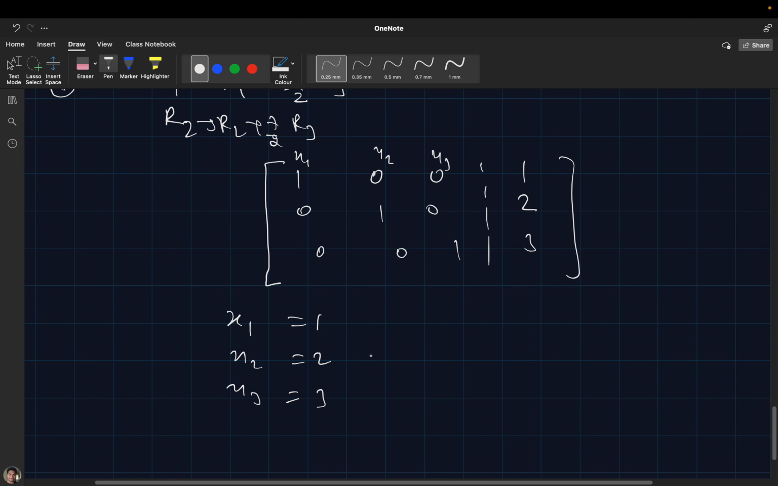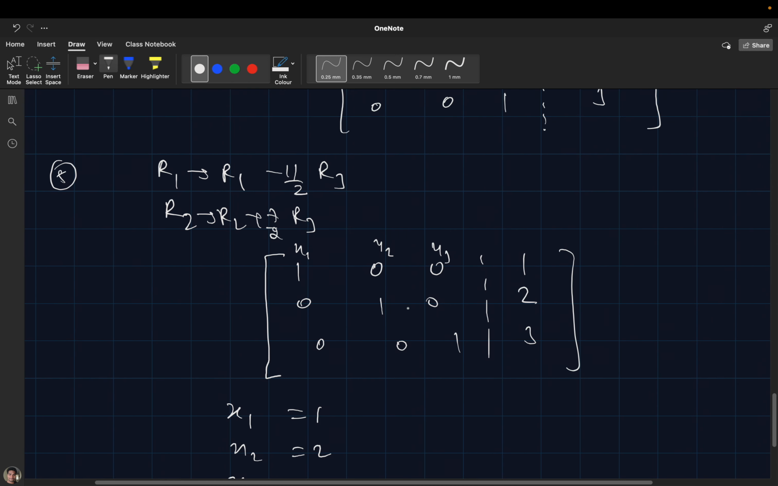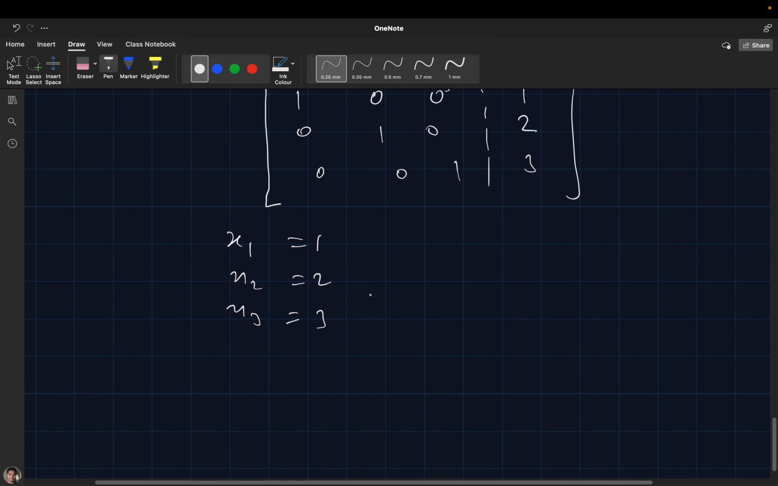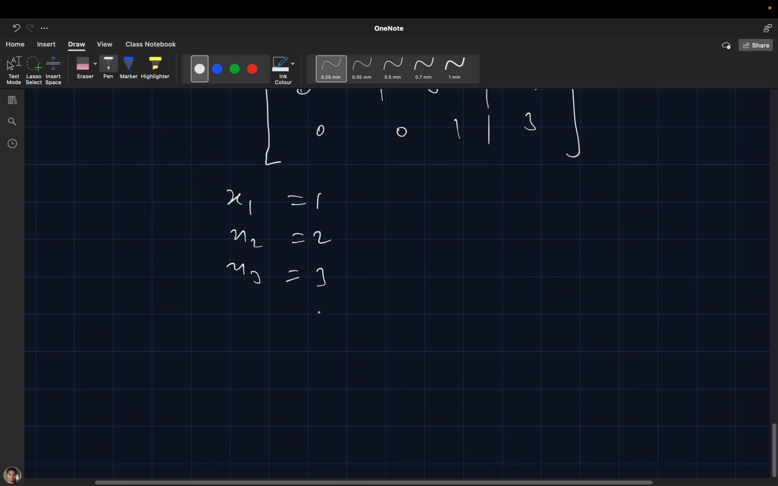Now you will say, sir, if you could solve the system of equations like this, then why are we doing it like this? You will understand why I am doing it. Now I will introduce row echelon form. Why is there a need for row echelon form?